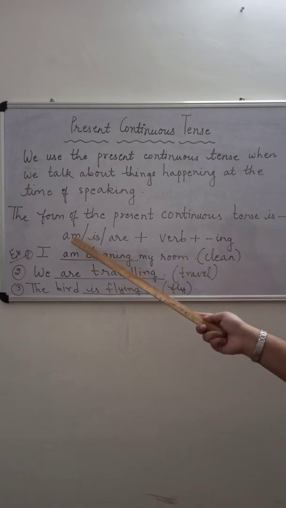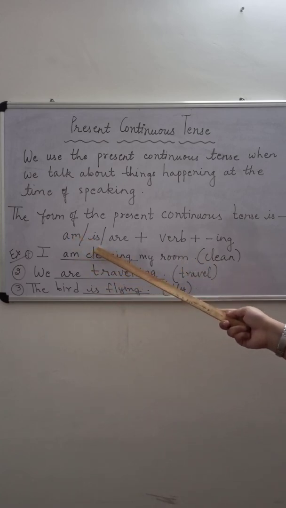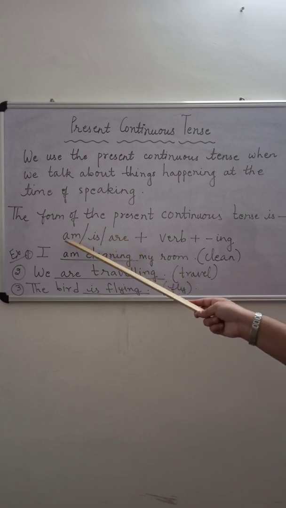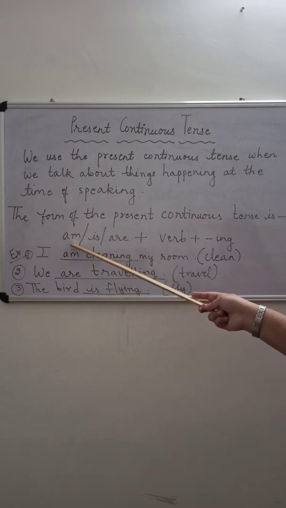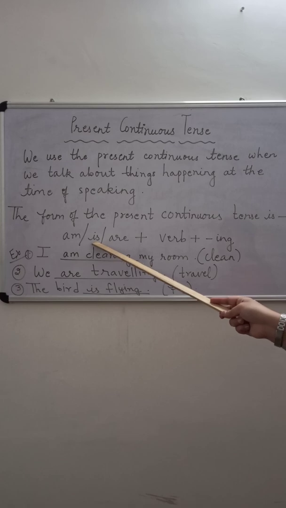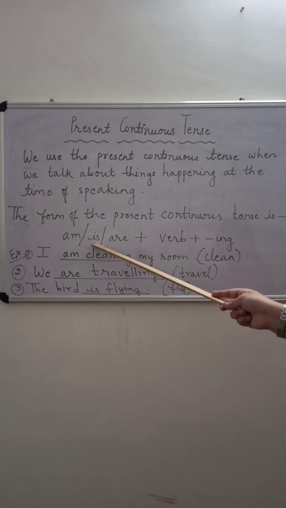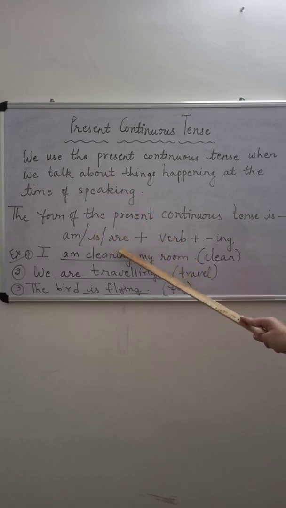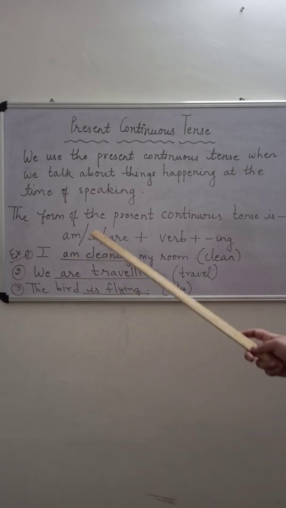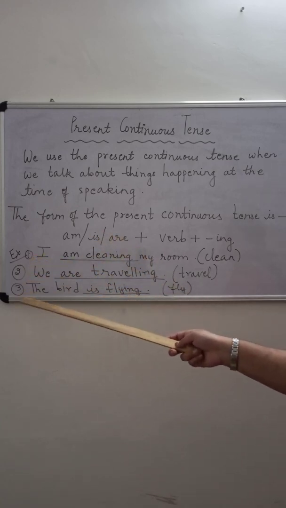First let us understand when do we use am, is and are. We use am with the pronoun I. We use is with the singular nouns and pronouns, and we use are with plural nouns or pronouns. Okay, so let us see some of the examples.